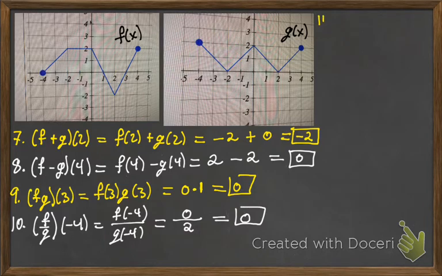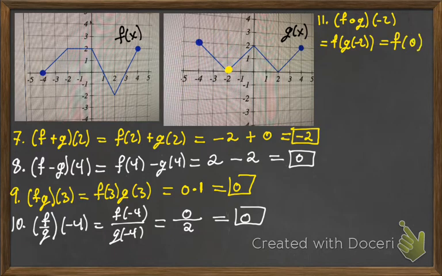Okay. Now we get into the composition. So F composed with G of X, well, I guess we're doing F composed with G of minus 2 here. So this is rewritten as F of G of minus 2. Okay, so we're going to go find G of minus 2. G of minus 2 is 0. So we're going to replace G of minus 2 with 0. So that's going to be F of 0. And so F of 0 is 2.